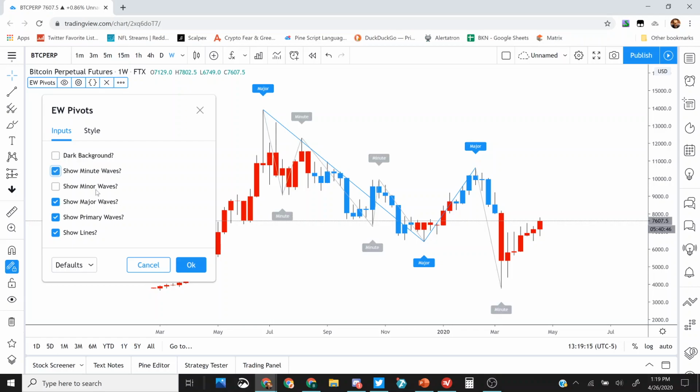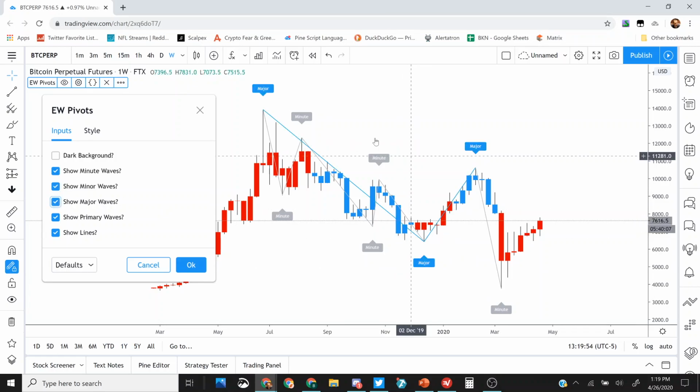And then these are just different degree waves. So minute waves are the lowest degree, with minor being the next degree. On the Bitcoin chart, there's no minor waves confirmed that weren't also confirmed as major. So if I hide major, you'll see that there's minor tags under there. Sometimes the waves do overlap. They can be of a higher degree and a lower degree at the same time. For example, this was a minute degree wave, this was a major and minor and minute degree wave.